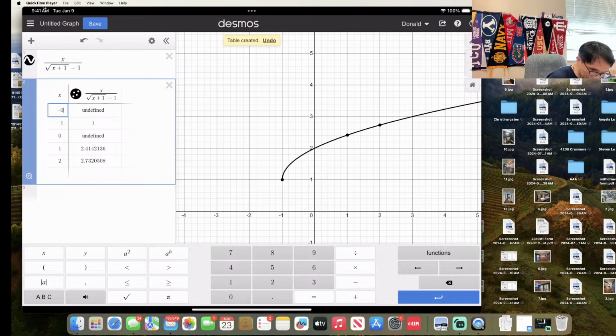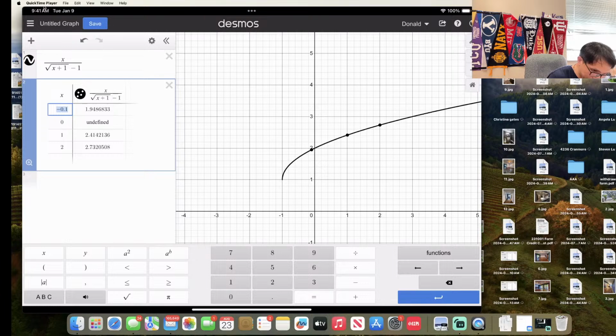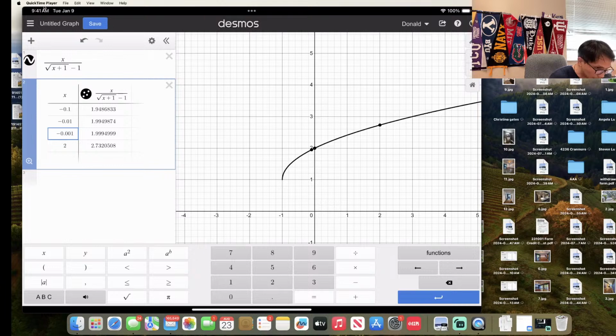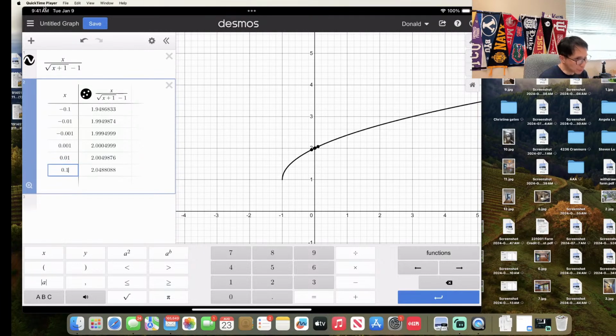So it'll be negative 0.1, negative 0.01, negative 0.001. What is it almost approaching? 2, right? Now I'm going to approach from the other side, 0.001, 0.01 and 0.1. So which value are they reaching? 2. And using a numerical approach, I got 2.